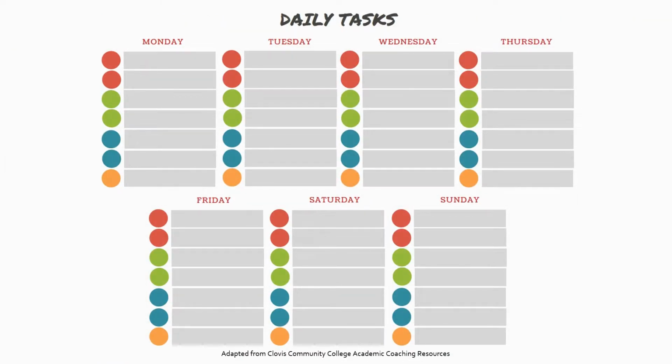Here's another resource to use when creating a weekly schedule. This is for you to write down your daily tasks. As in the weekly schedule, the circles are used to prioritize your tasks. This way, you are completing the most important tasks first.